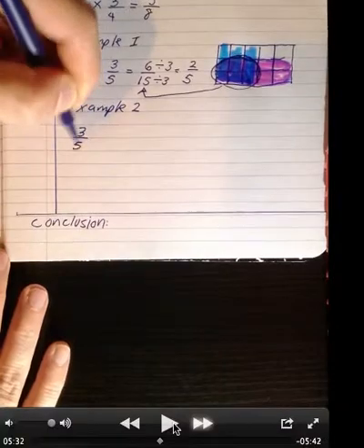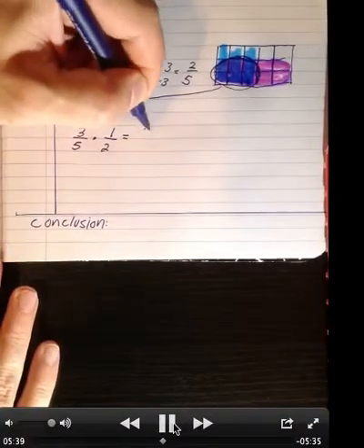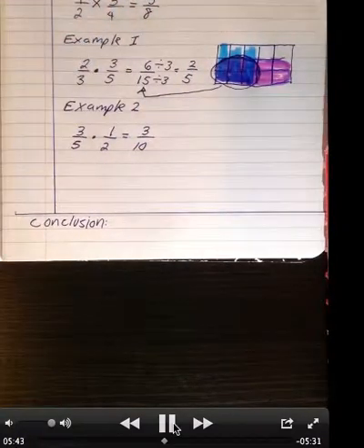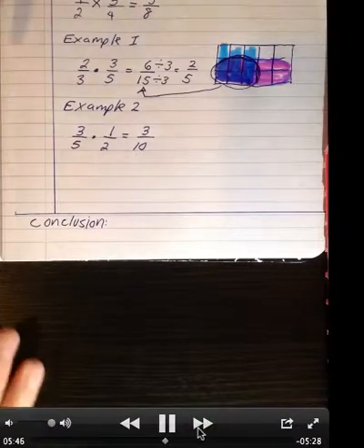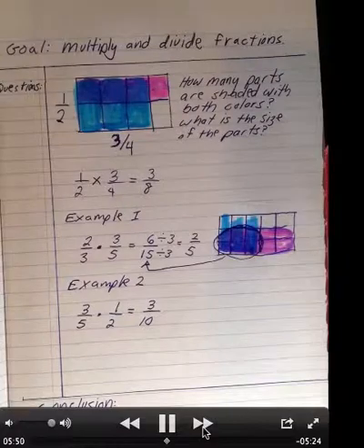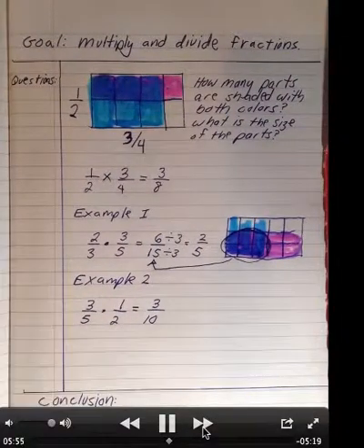Okay, example 2 is 3/5 times 1/2. And this time we're going to do it without drawing a picture, just multiplying 3 times 1 and 5 times 2. So let's go ahead and write in a conclusion. To multiply fractions, multiply, well, actually I guess we're going to write the conclusion at the end of the examples.